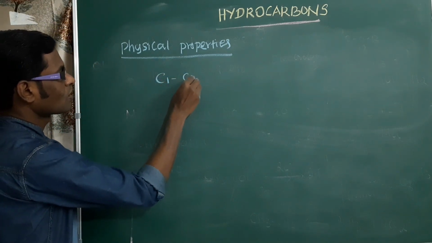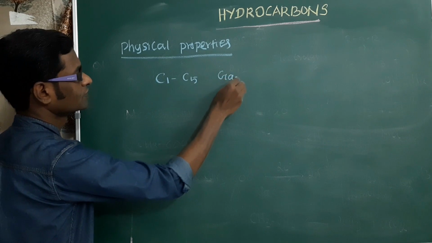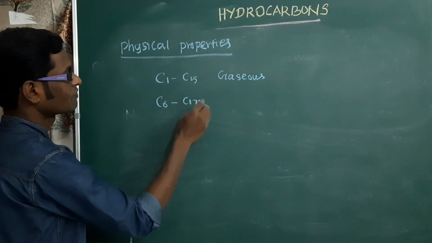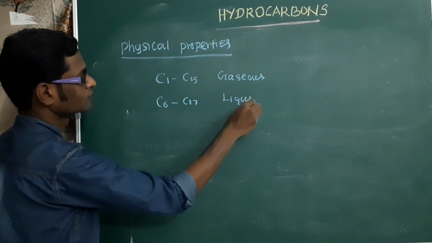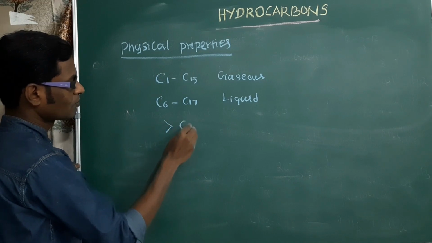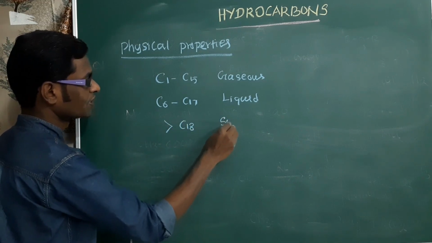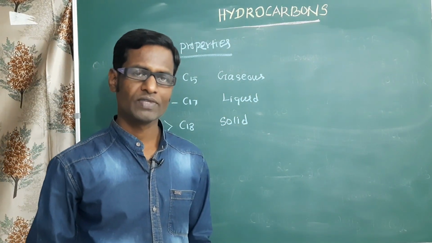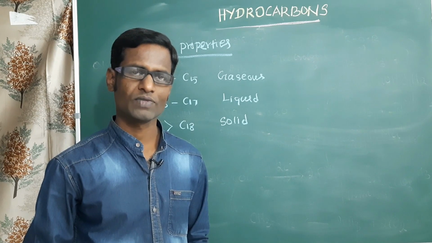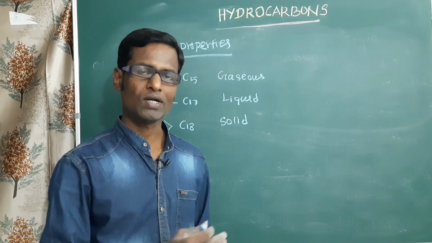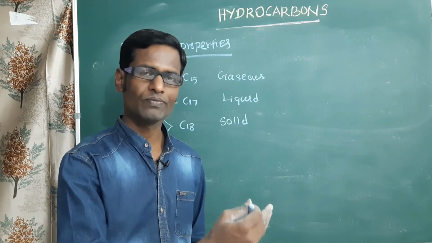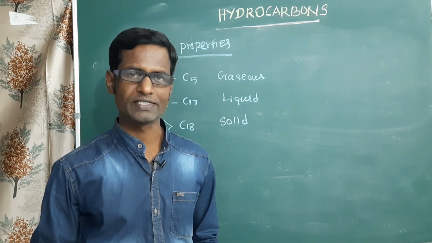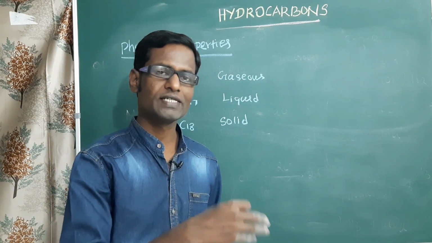Carbon 1 to carbon 5 gaseous state. From carbon 6 to carbon 17 liquid. Above carbon 18, they exist as a solid. So what is the conclusion? When we increase the carbon chain, van der Waals force increases, so it changes its physical state. 1 to 5 gas, 6 to 17 liquid, 18 onward solid. So hydrocarbons, alkanes change their physical state.